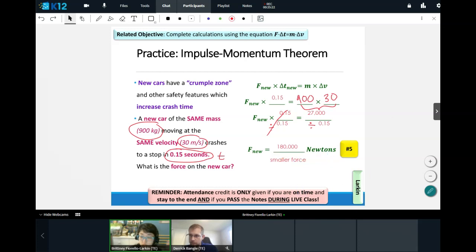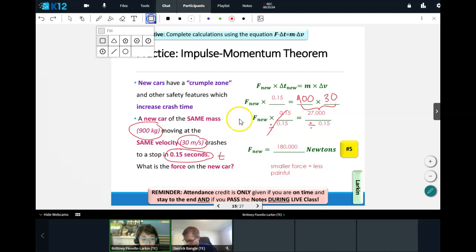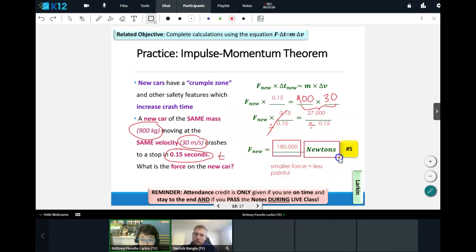And tell me in the chat, do you think that smaller force is going to hurt more or less? Again, think about why we design new cars with these things. Do we want it to be more painful or less painful? Yeah, we want it to be less painful. So a smaller force means it's going to definitely be less painful. All right, this is going to be the answer for number 5. Please raise your hands. Again, the first box, fill in the number, which is 180,000. The second box, fill in the unit, which is newtons. You have 20 seconds to fill that out.